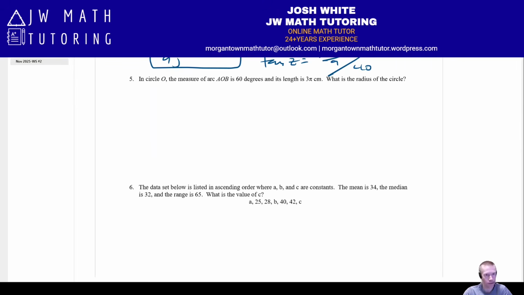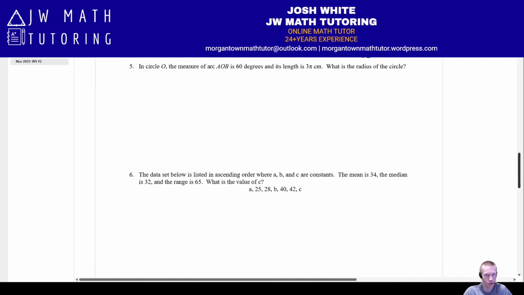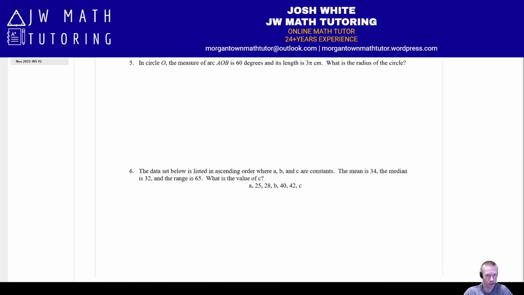All right, let's look next at problem number 5. On this one, you are told that in a circle, the measure of an arc is 60 degrees. If you want to sketch a little picture right here, here's A, here's B. The measure of this arc right here is 60 degrees. You're also told the length of the arc is 3 pi centimeters. What is the radius of the circle?